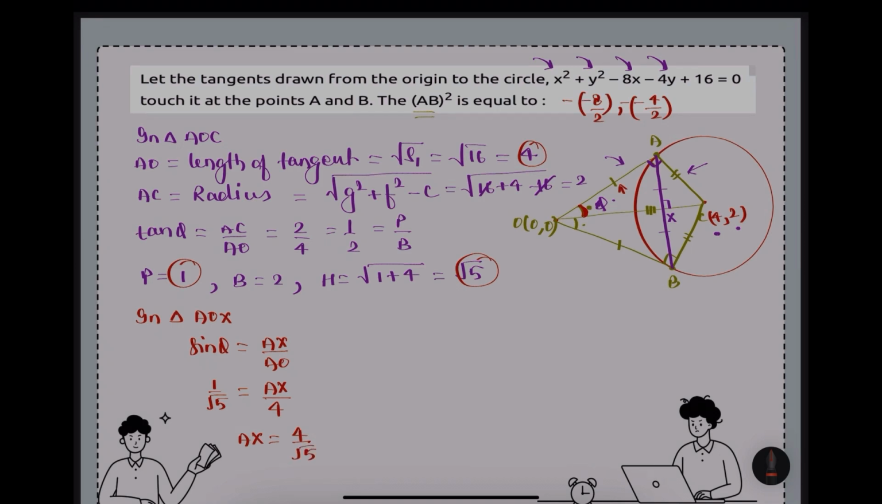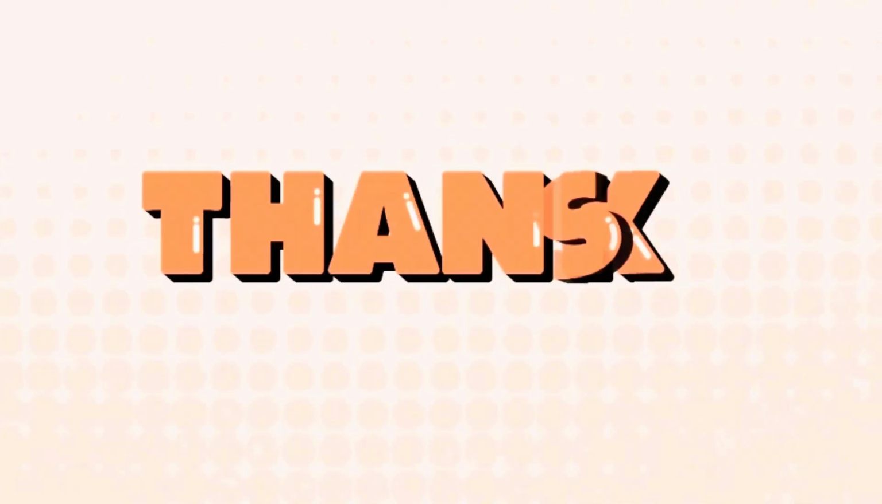Now you need to find AB. Who is AB? AB is 2 times AX. Who is AX? 4 by root 5. So it is 8 by root 5. We need to find AB square, so square both sides. AB square will be 64 by 5. So the required result is 64 by 5. I hope the idea is clear.